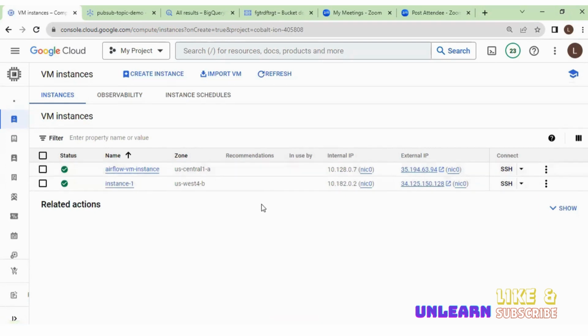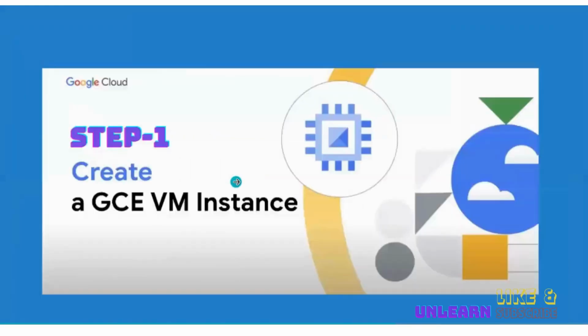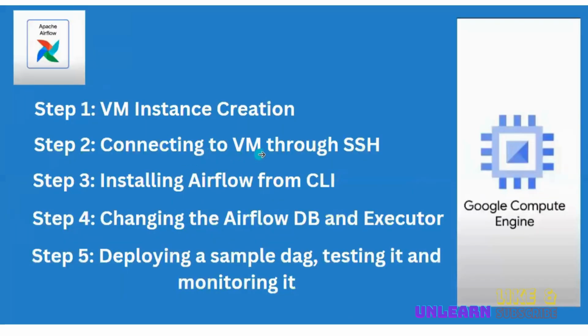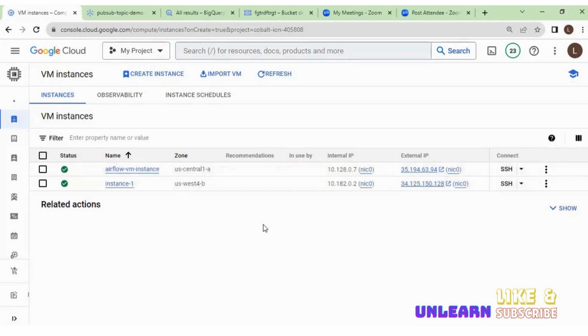So now our next step in this process is that we have to connect to this VM through SSH. That is our second step. So let's move on to the second step, that is to connect to this VM instance using SSH. Here, we have the internal IP address and external IP address, and the zone US Central A. So the machine is spinning from this particular zone.